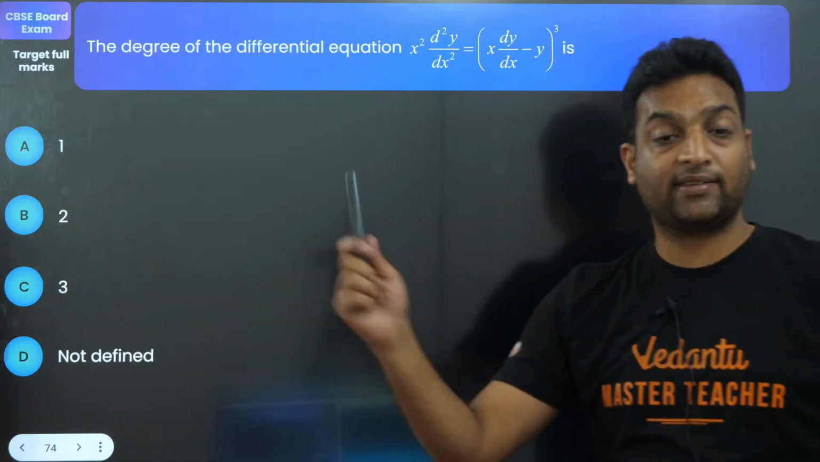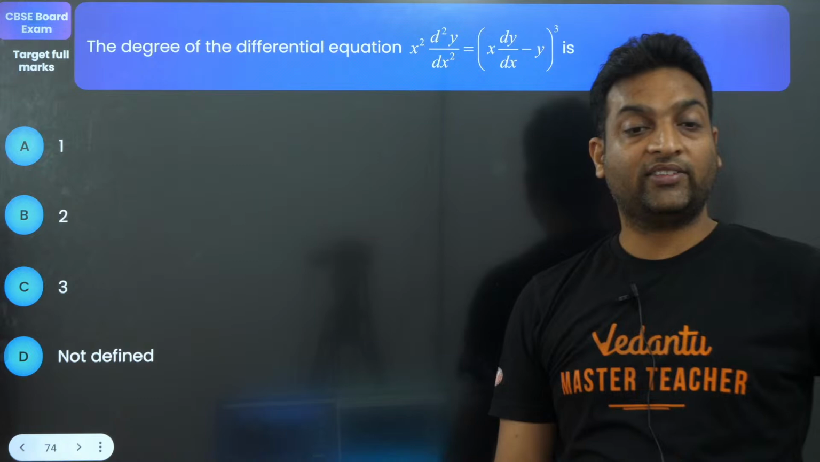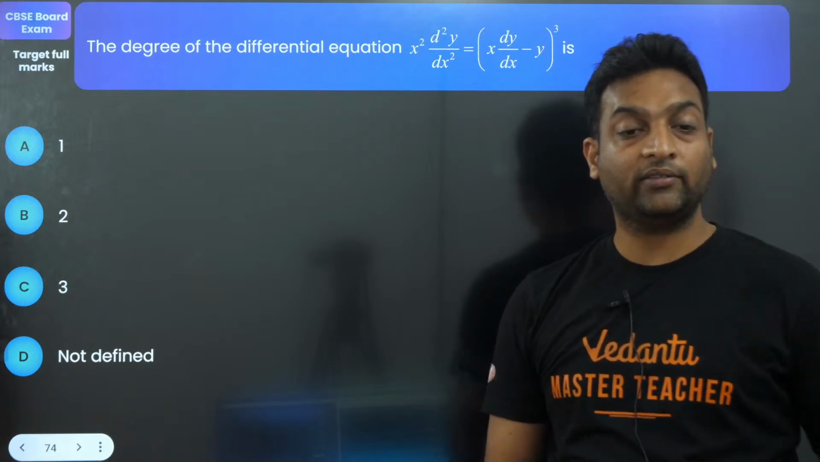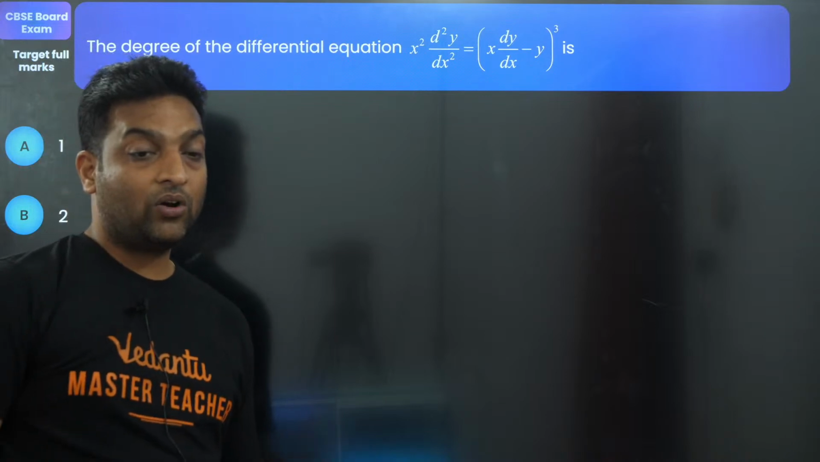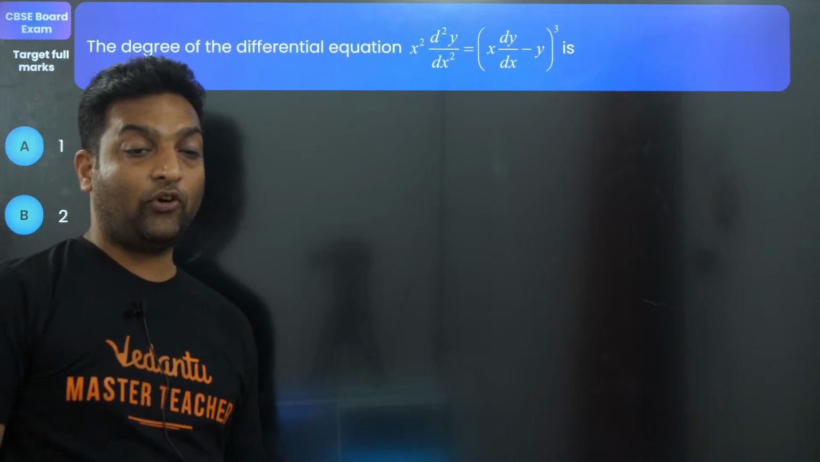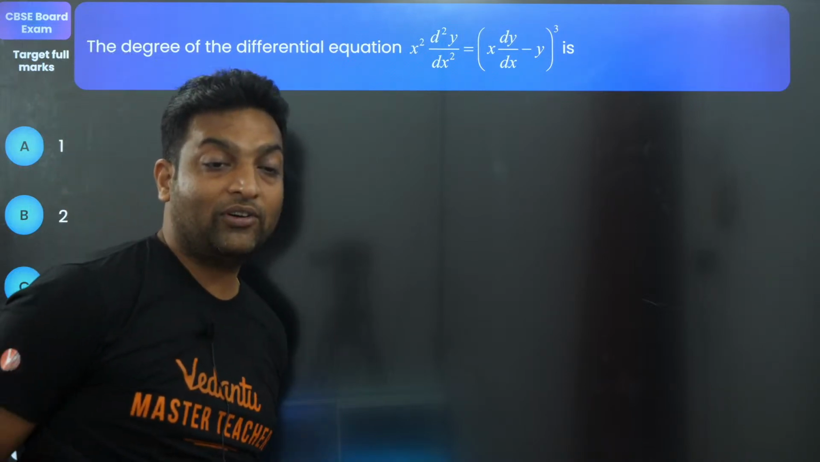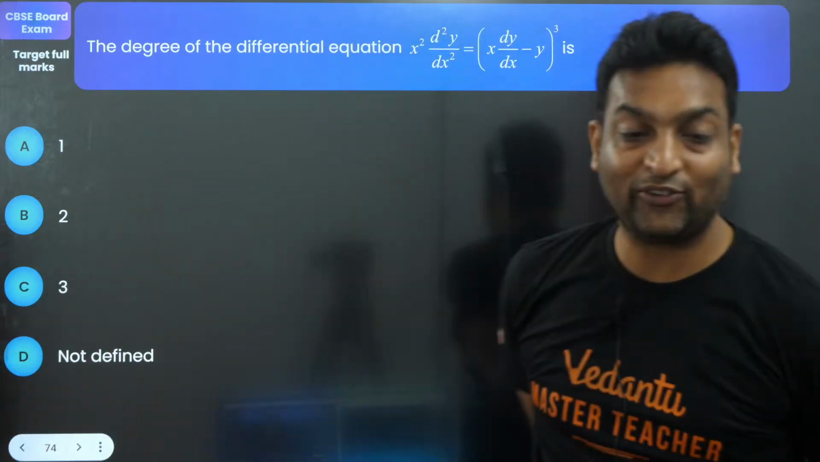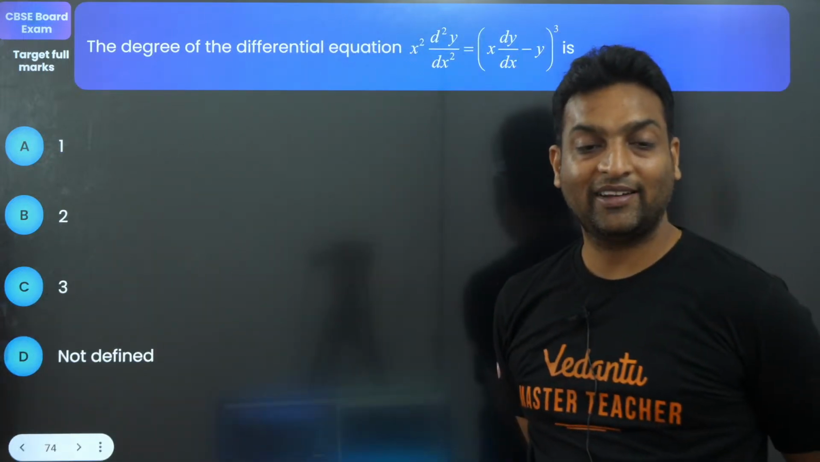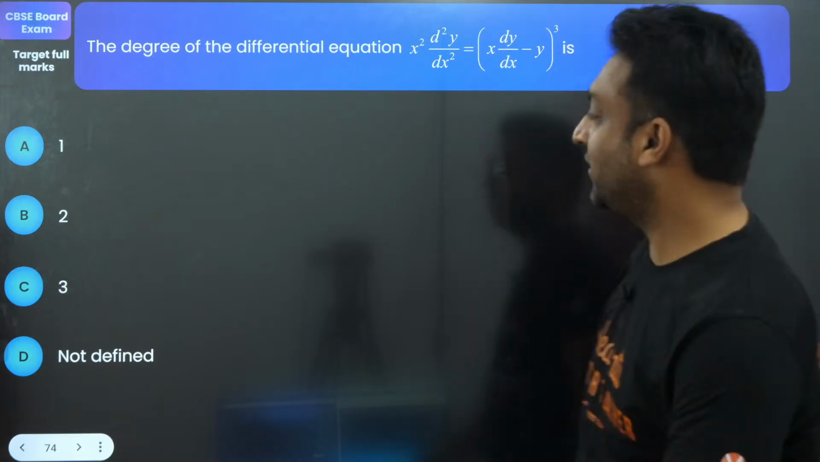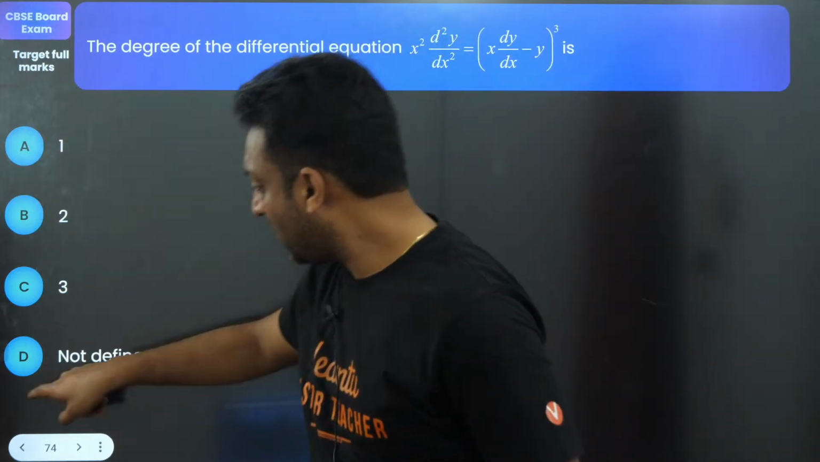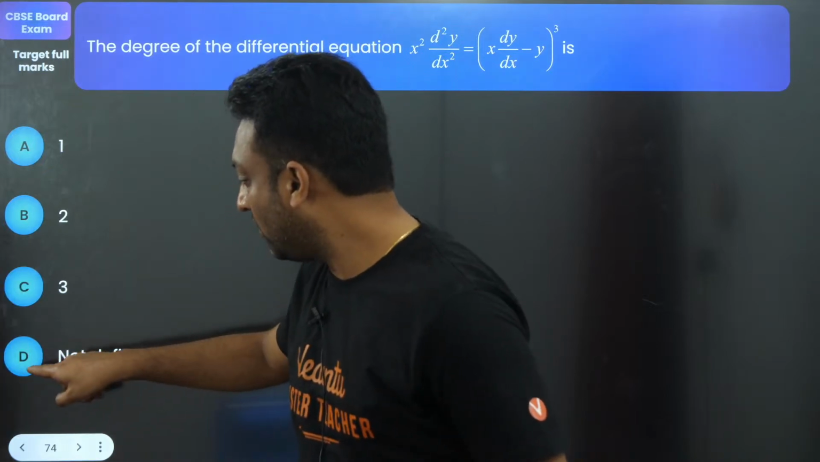Come on. Write your answers, children. See carefully and write your answer. 1, 2, 3, 4. There are 4 options. Okay, 4 is not there either, it is not defined. Answer is 1.